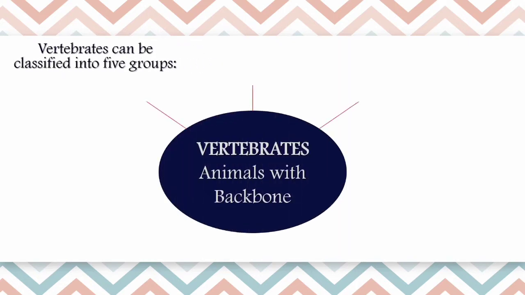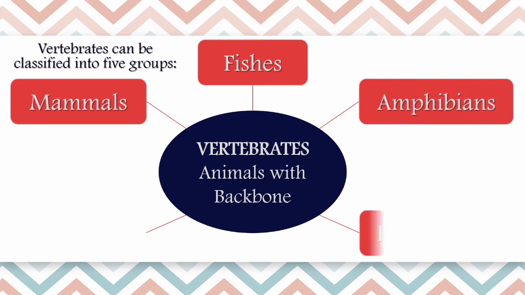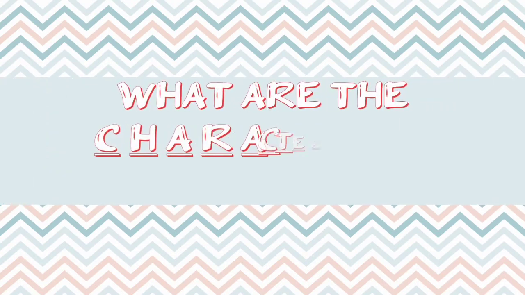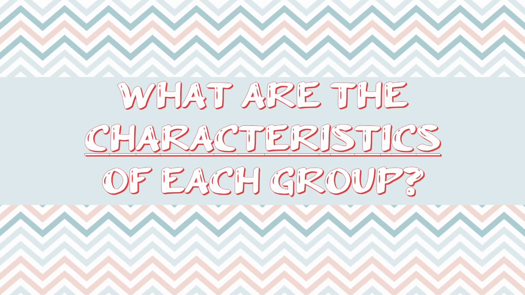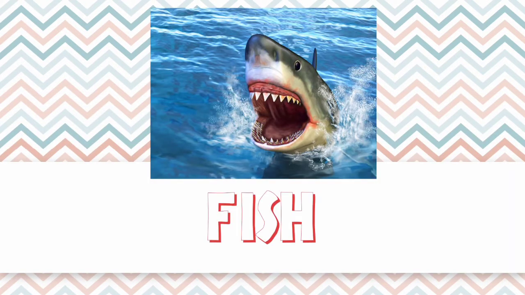Vertebrates can be classified into 5 groups. First, animals with backbone: fishes, mammals, amphibians, reptiles, and birds. What are the characteristics of each group? So for today, we will discuss first the fish.